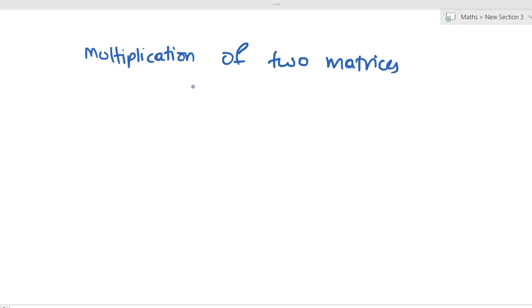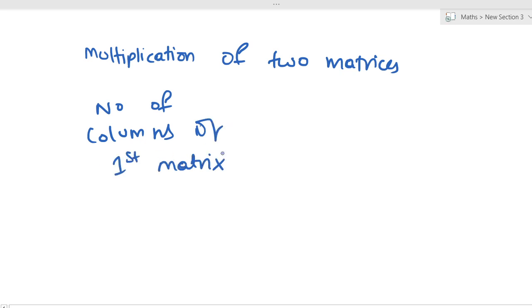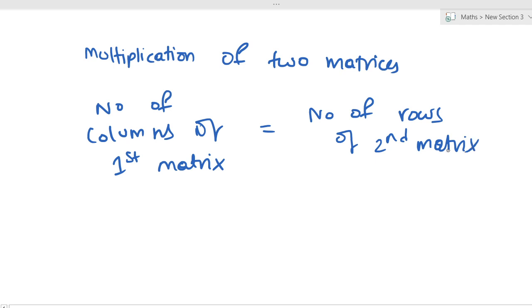So guys, generally when we multiply two matrices, the rule is that the number of columns of the first matrix must be equal to the number of rows of the second matrix. It is compulsory for multiplication, only then you can multiply.